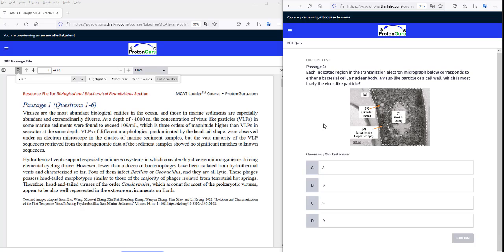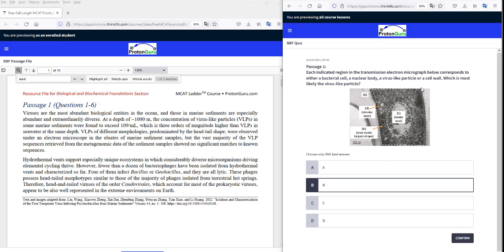The first question says that each indicated region in the transmission electron micrograph below corresponds to either a bacterial cell, a nuclear body, a virus-like particle, or a cell wall. Which is most likely the virus-like particle? Well, one of the specific things in the AAMC outline is to know the relative sizes of virus-like particles or viruses versus bacterial cells versus things like human and animal cells. And we learn when studying that material that the virus-like particles must be much, much smaller than the average bacterial cell. So in this case, the very small particles are probably the virus-like particles.